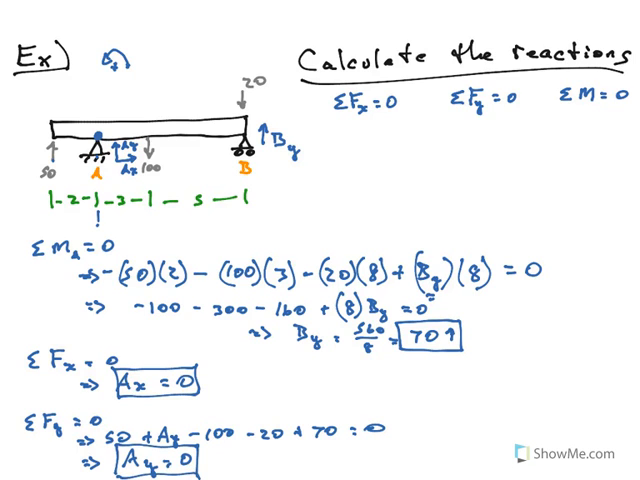So just by pure chance, both reactions at A happen to be 0. Complete coincidence by the numbers I happen to choose here, but that's what the math says. That I could actually take that pin away and the system would be exactly the same. So that's a pretty interesting fact.